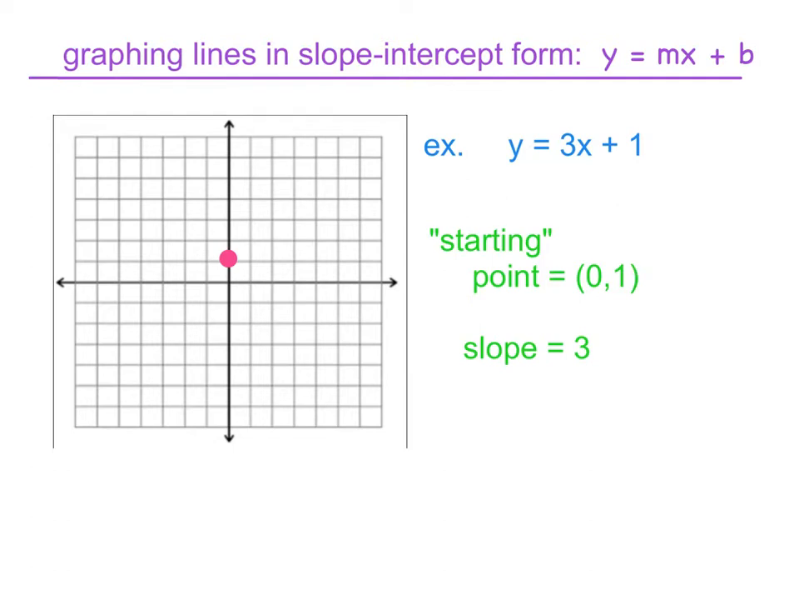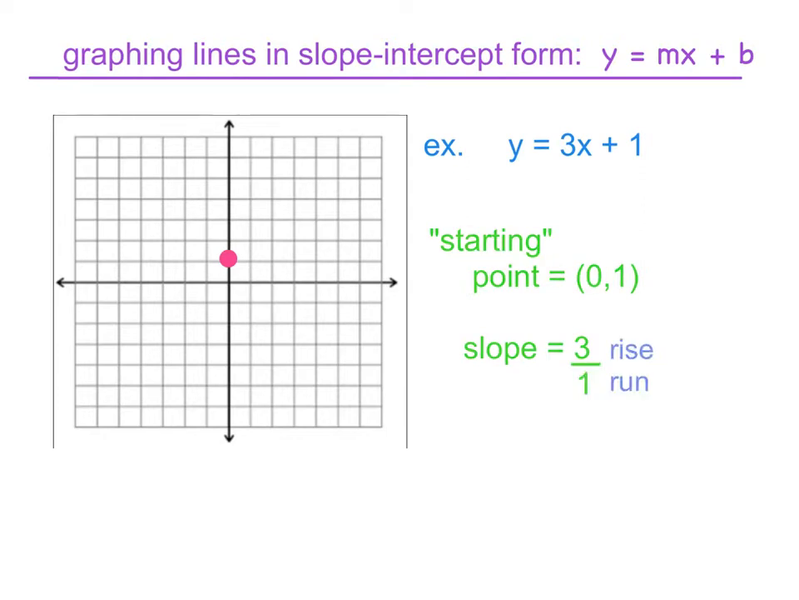For every line that we're going to graph, we need a point, we need a slope. So the point is 0, 1, that's this point right there. You start at 0, 0, you go up 1, and then my slope is 3. So what am I going to do with that 3? I'm going to make that 3 over 1.